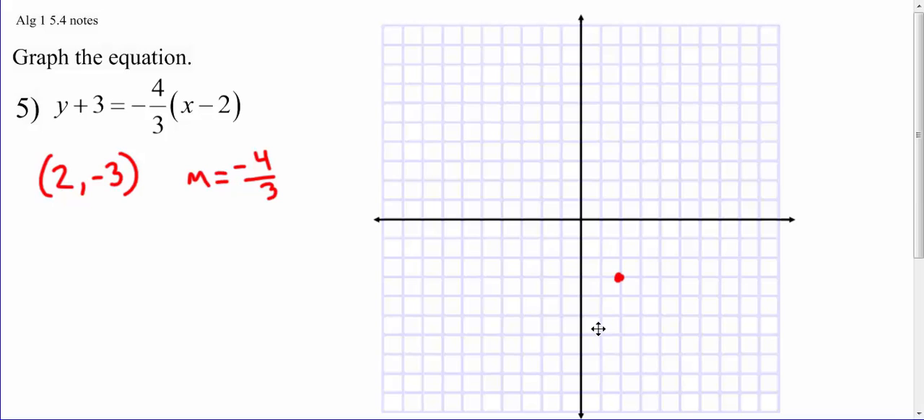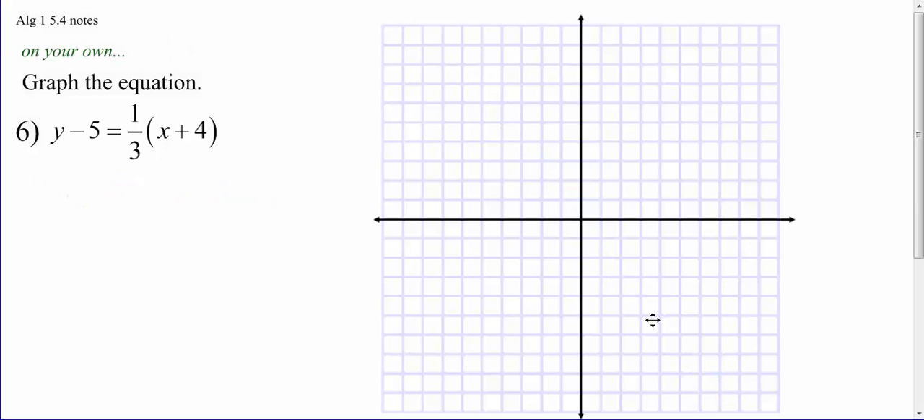So here's your point, 2, negative 3. Your slope is negative 4/3. So I'm going to go up 1, 2, 3, 4 and left 3. Of course, you could have gone down 4, 1, 2, 3, 4 and right 3 to get your slope. And then we essentially just need to connect those dots, and we have a line that matches what you see here. All right, trying to put arrows at the end, struggling here. All right, why don't you guys give number 6 a shot on your own? So pause the video, go.